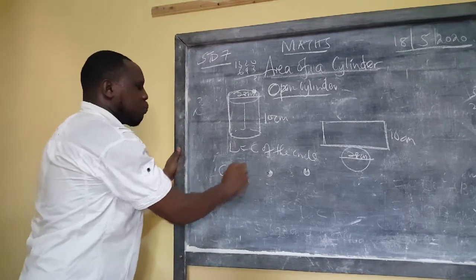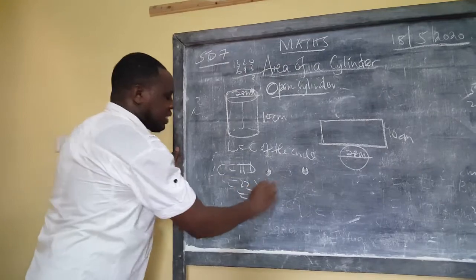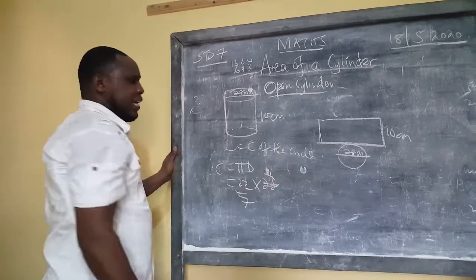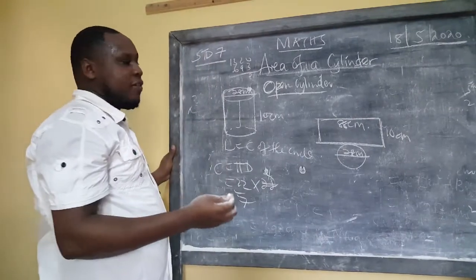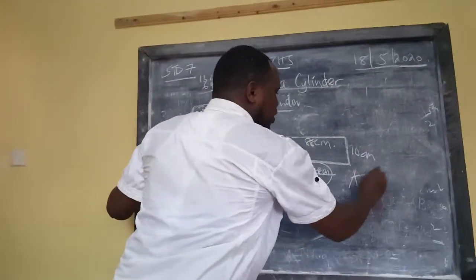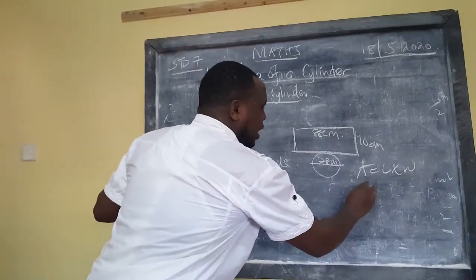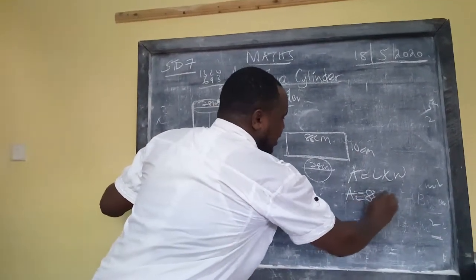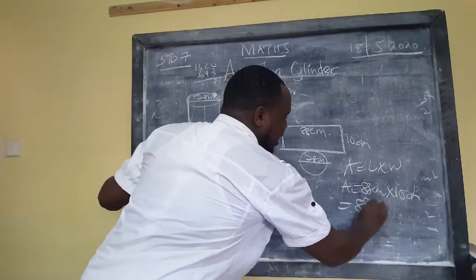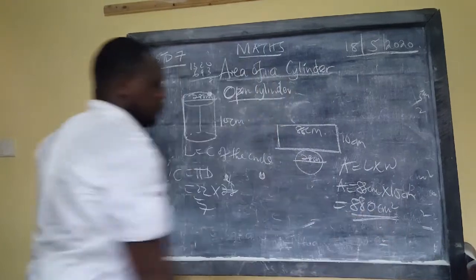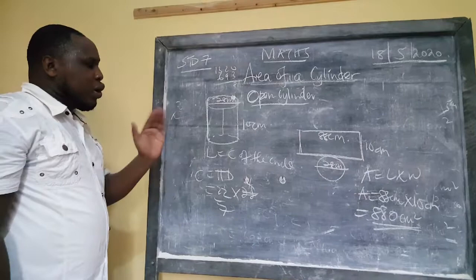And circumference is equal to pi d. Pi is 22/7. The diameter is 28. That is going to give you 88. So this is going to be 88 centimeters. So can you get the area of the rectangle? Yes, area of the rectangle is equal to length times width. We have the length and we have the width. So this is going to be area 88 centimeters times 10 centimeters. And this is going to give you 880 centimeters squared.